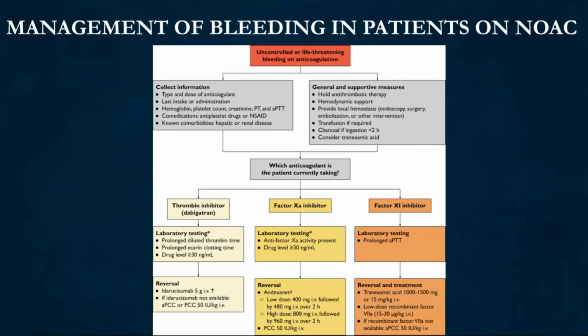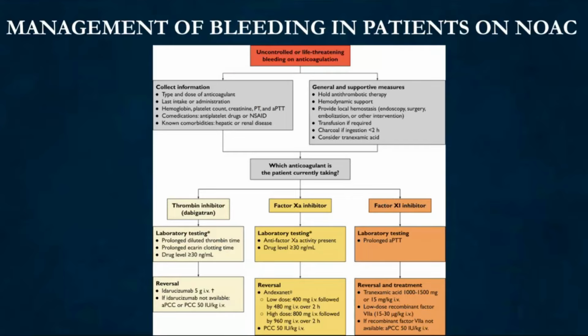If the patient has uncontrolled or life-threatening bleeding on a new oral anticoagulant agent, we should start with general management. We should collect the type and dose of anticoagulant the patient is on, the last intake or administration, and baseline hemoglobin, platelet count, creatinine, and other coagulation profiles should be noted down. Coming to general and supportive measures, we should withhold the next dose of anticoagulant. Hemodynamic support should be provided, and transfusion if required. If it is acute ingestion, we can use charcoal, or we can consider tranexamic acid.